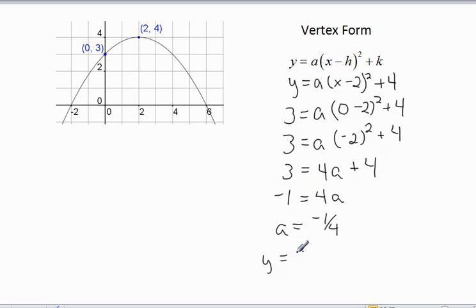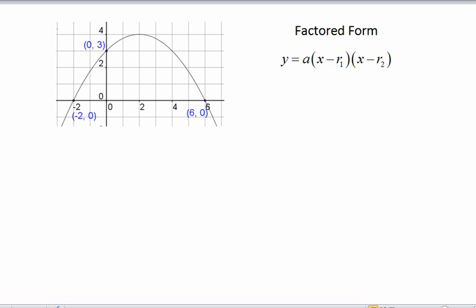So I got y is equal to negative 1/4 times (x minus 2) squared plus 4, and it's pretty easy to do. If you're given a vertex and another point, getting an equation in vertex form is a real simple thing, and you can see it right there, and it's a very valuable form for the quadratic. Now the next form of the quadratic that we're going to take a look at is factored form, and this is another valuable form, and it's a real easy form to work with.